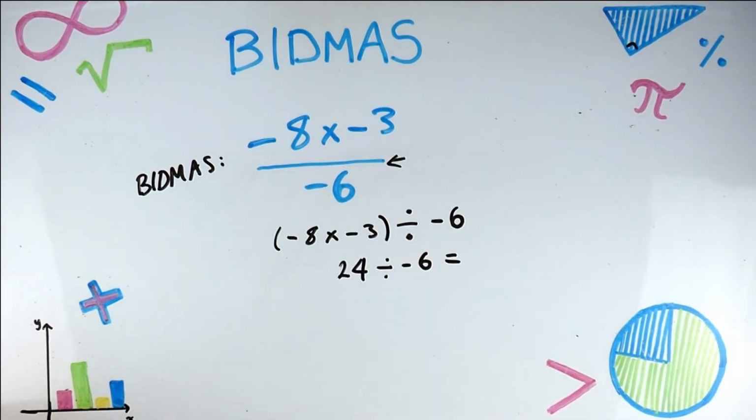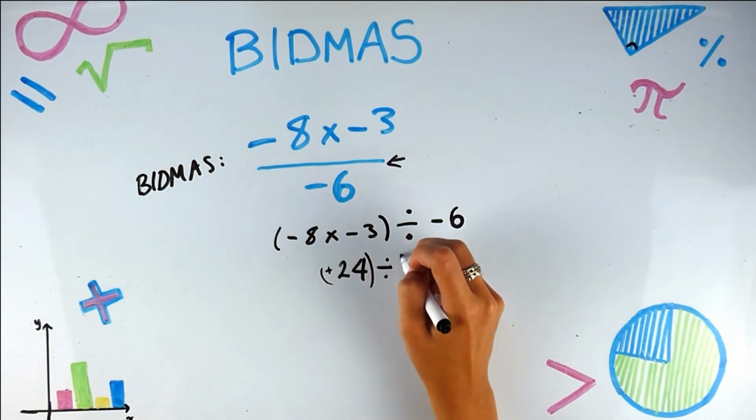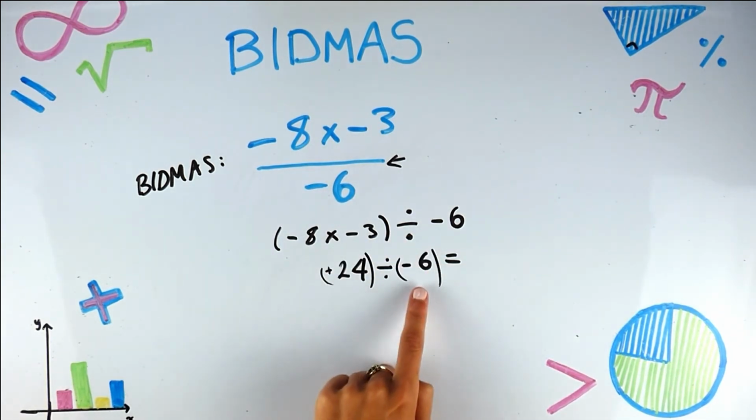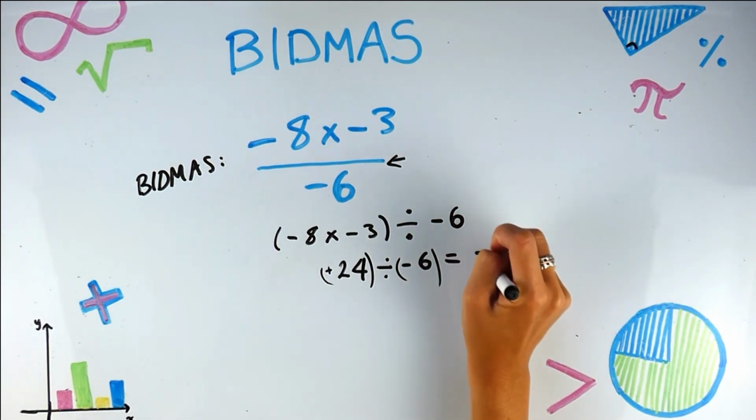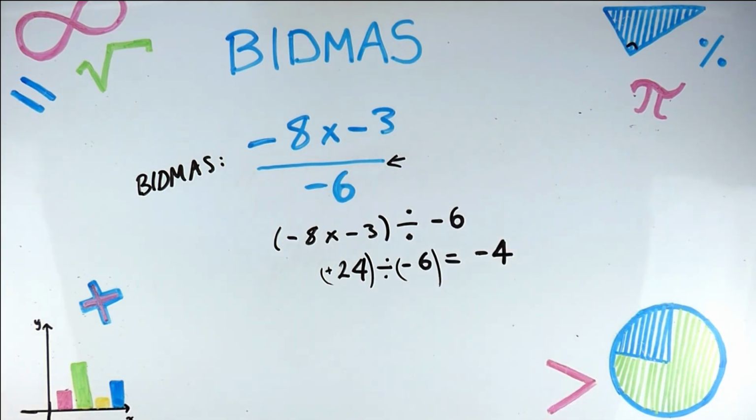I'm going to use the sign rules again. I've got a positive here and a negative, so positive and negative, they're different, you get something negative. And 24 divided by 6 is 4, so we'll just start with the numbers there. So we get -4.